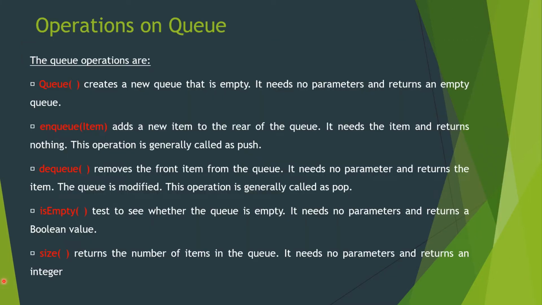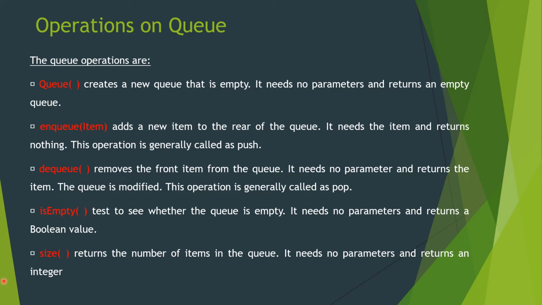In the next slide, we move on to the operations on the queue. These are some of the operations on the queue. The first operation is queue, which creates a new empty queue. There is no need for parameters and nothing is returned. The second one is enqueue. For enqueue, the parameter is an item, and it adds a new item into the array of the queue. That process we call enqueue.